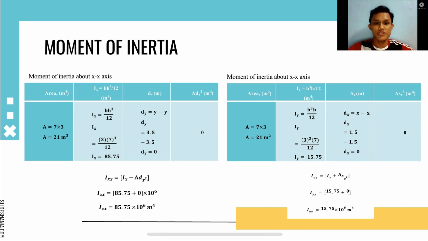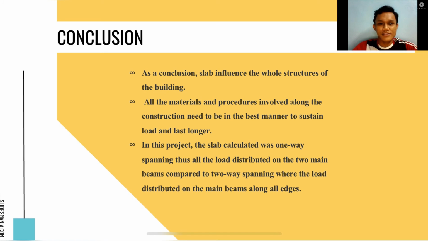So for moment of inertia at x, we use the formula b h to the power of 3 over 12, while for moment of inertia in y, we use the formula b to the power of 3 times h divided by 12. So for moment of inertia in x axis, we get 85.75, while in y axis we get 15.75 times 10 to the power of 6 meter. As a conclusion, SLAB influenced the whole structure of the buildings.